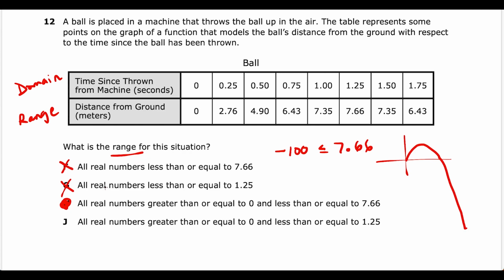And then we have all real numbers greater than or equal to 0 and less than or equal to 1.25. This is once again mixing up domain with range. So this choice is out. So the third option here is the best.